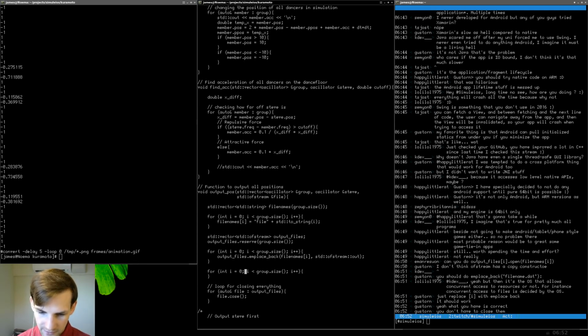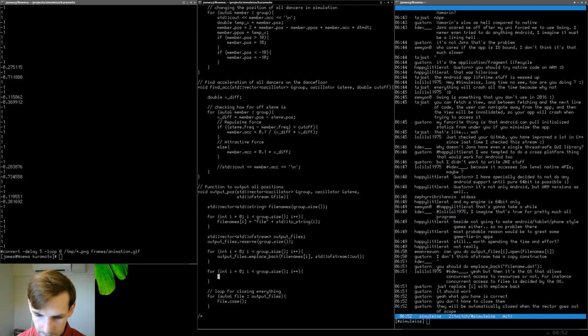Now let's go up here and output all the stuff. So we have all the group members. What do we need to output? We need to say the following. We will say output files of i. Oh, that's probably true.